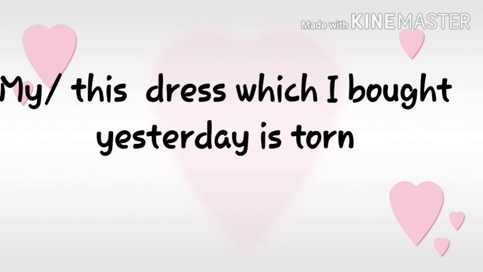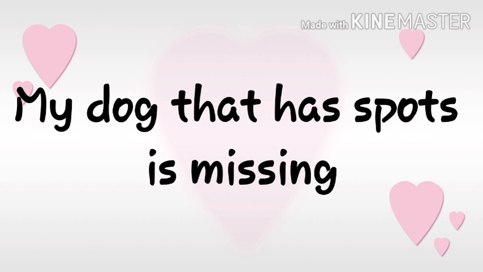Otherwise, that is used. That is always used to fill in the important part. That is, suppose I have 3 dogs and one of the dogs has spots on its body, and that dog is missing. How do I say it? My dog that has spots is missing. Because of the 3 dogs, this one is pointed out. It is very important. So that is used. That has spots. That adjective clause is very important here. Only then you can identify.